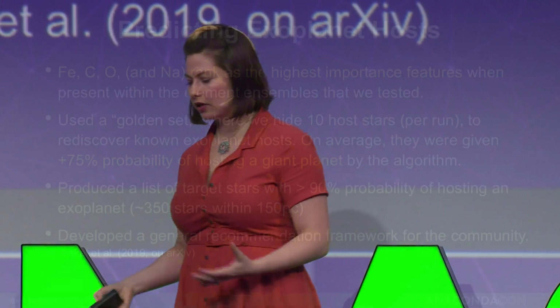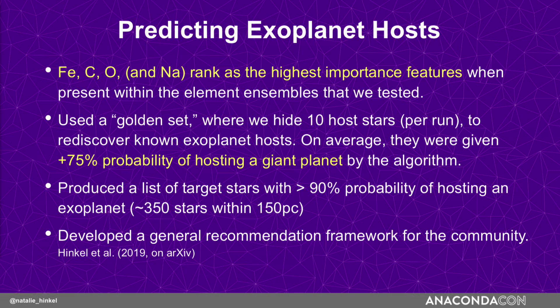So in addition to these four different elements that are important, we wanted to make sure that what we were looking at made sense. So right now, we don't have any true negatives. There are no stars that I can tell you that do not have a planet. We don't know that. Our detection methods are limited. We are biased towards giant planets. We can't even observe a system like our own solar system. We just can't right now. So without a true negative, what I decided to do was use a golden set.